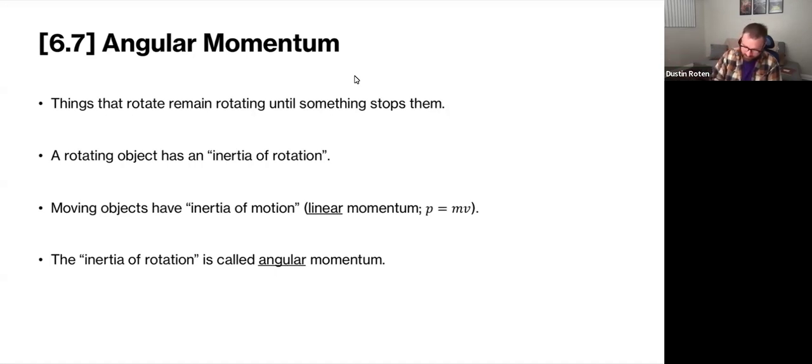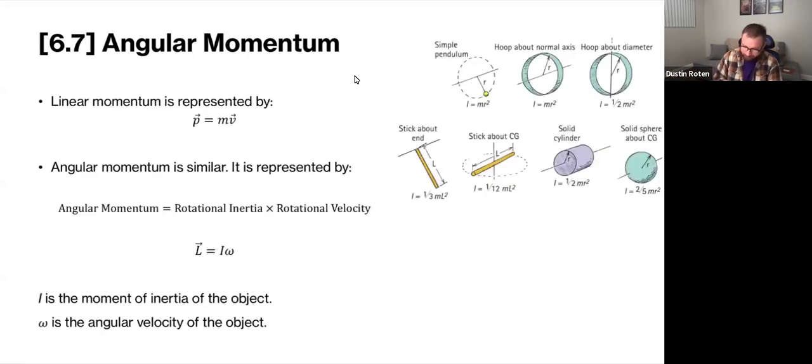With the whole inertia of motion idea, we talked about linear momentum. That's how we quantified it and put a number to it, which is mass times velocity. So for the same thing, the inertia of rotation, we just stick the word angular in front of momentum. So the inertia of rotation is just angular momentum.